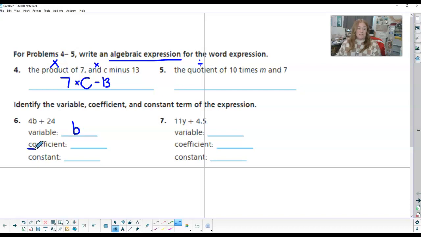The coefficient, co means they work together. So the b and the 4 are working together. So the 4 is the coefficient. I need 4 of this. And then the constant is just anything not attached to a variable. So our constant is 24. So go ahead and try number 7 here on your own.